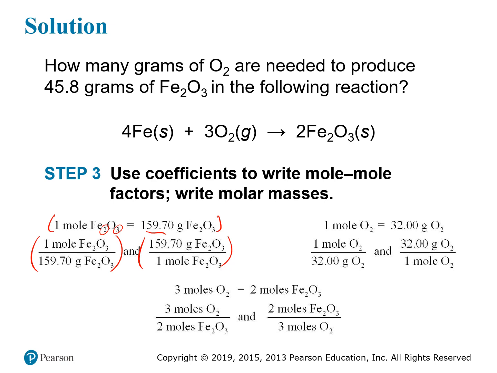The mole-to-mole ratio is between moles of oxygen and moles of iron oxide, so we get those numbers from the coefficients in the chemical equation. 3 moles of oxygen gives you 2 moles of iron oxide, so we get these 2 conversion factors.